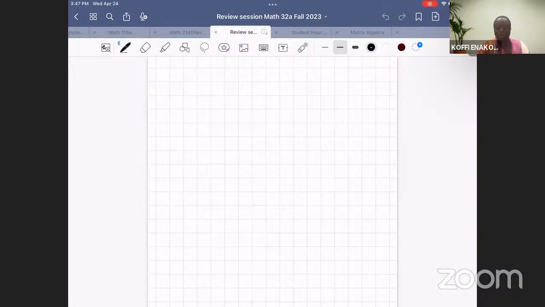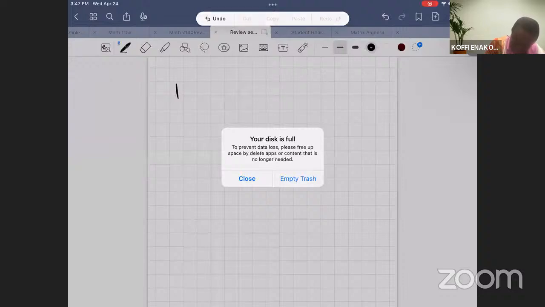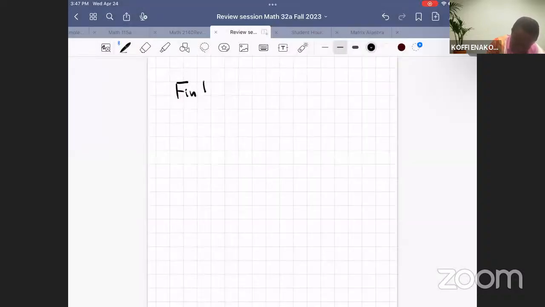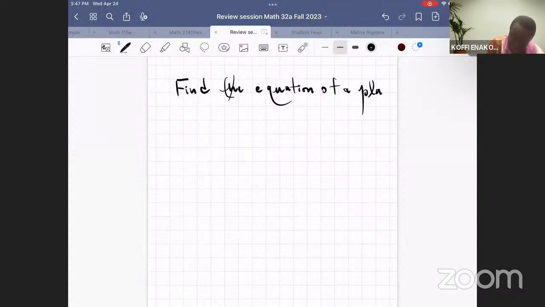So I'll continue the review session we were doing last time. All right, with the following questions. We want to find the equation of a plane. So the plane containing the following lines.